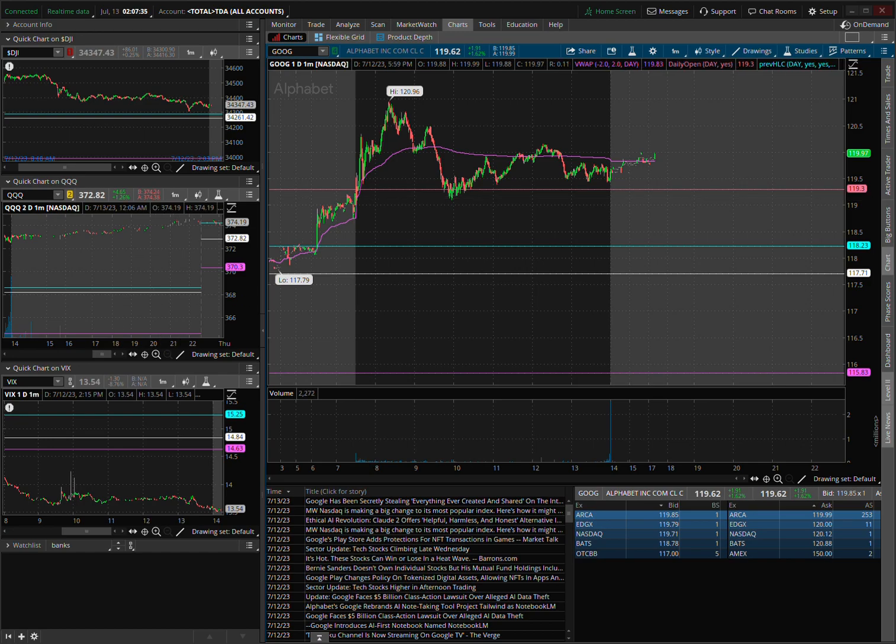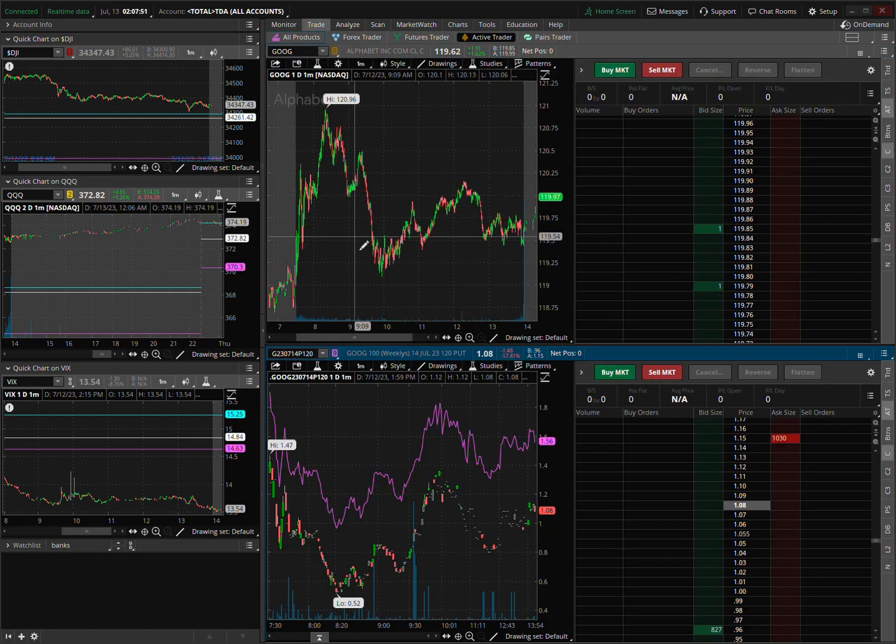Today is July 13th, 2023. I'm looking at my TD Ameritrade account, and I like this setup.